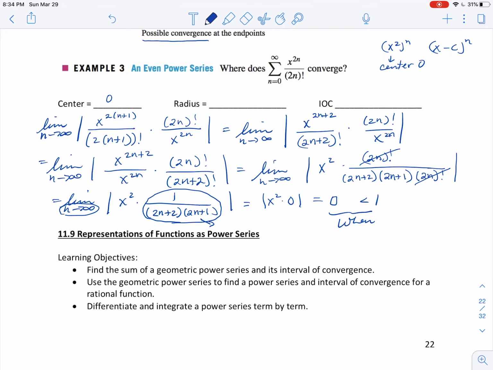And so the question is, when is this less than 1? Well, always, right? 0 is always less than 1. So that means all x values converge. So that would mean that the radius is infinity. We're going to put infinity up there. And that means the interval of convergence is negative infinity to infinity.